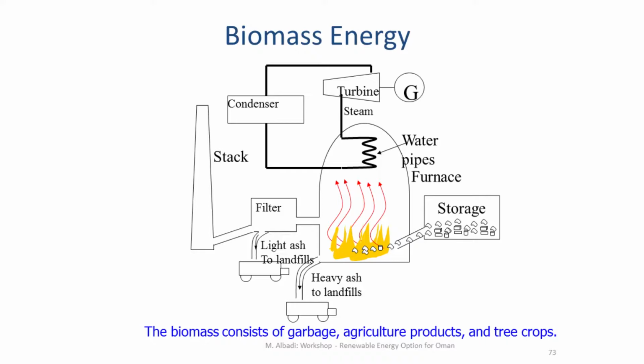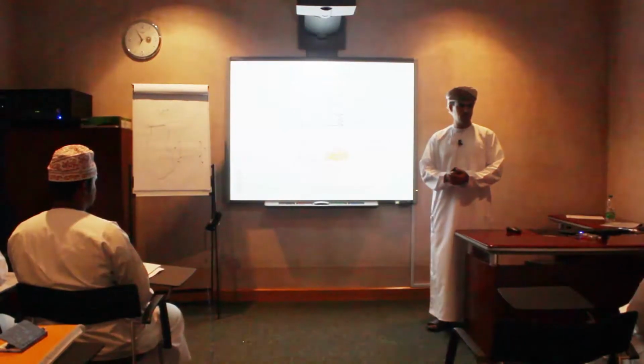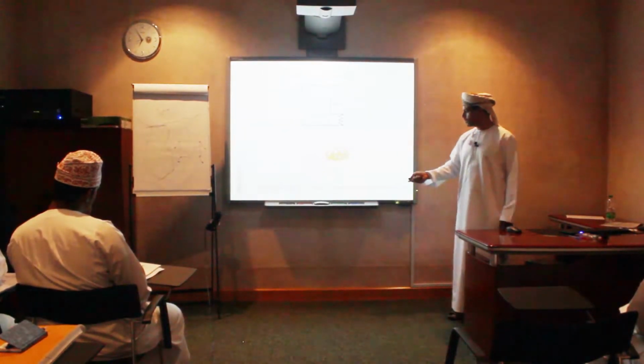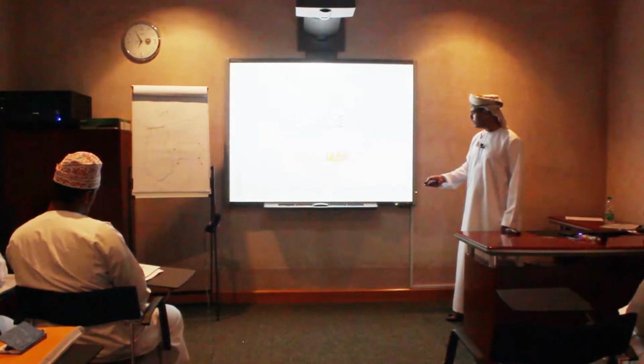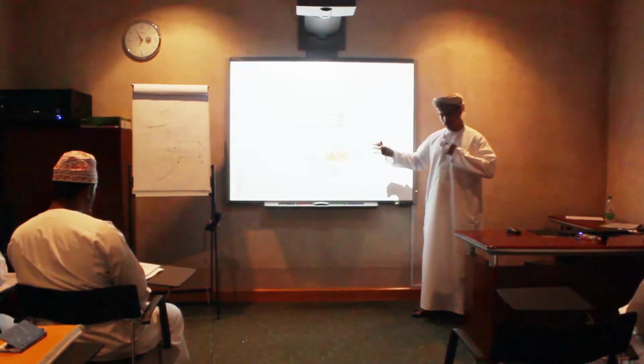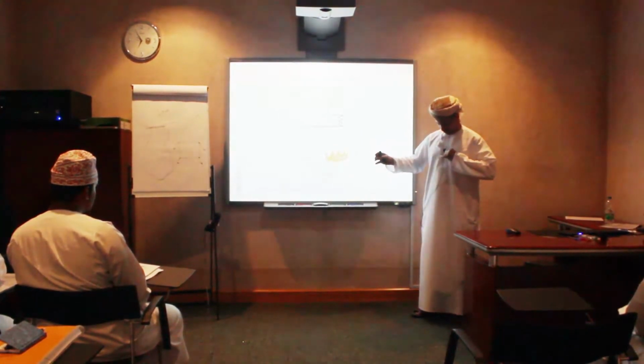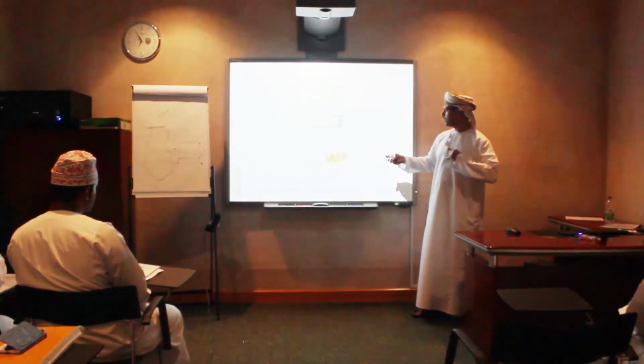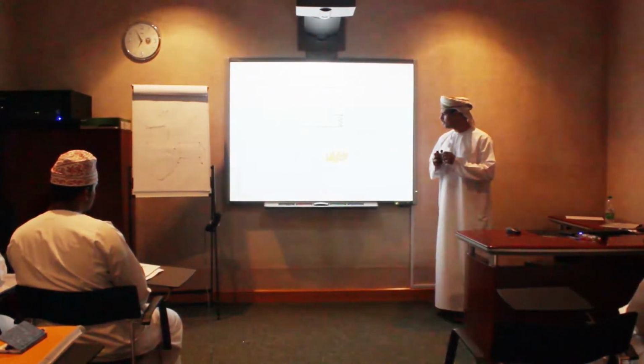Biomass energy. This is very common in many countries. We don't have such one in Oman, but it's actually just to burn the garbage. Instead of just dumping the garbage, you can get some money from that garbage. The biomass consists of garbage, agricultural products, and tree crops. So if you have this garbage, you burn it.